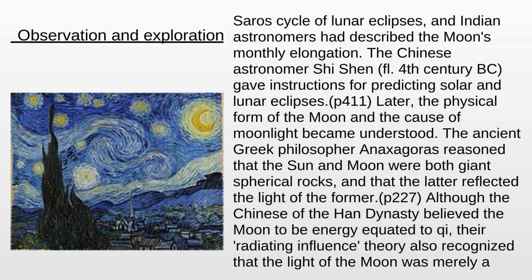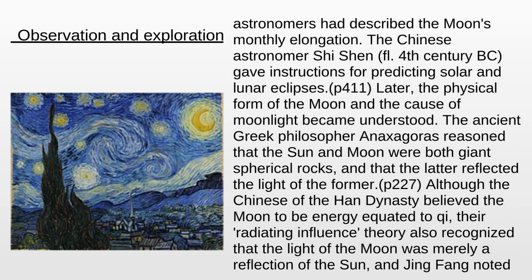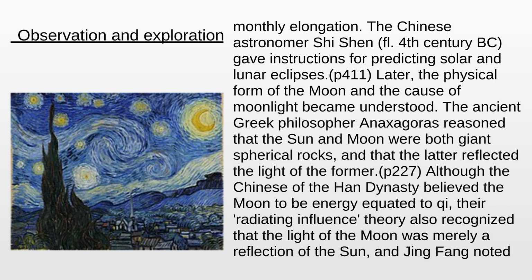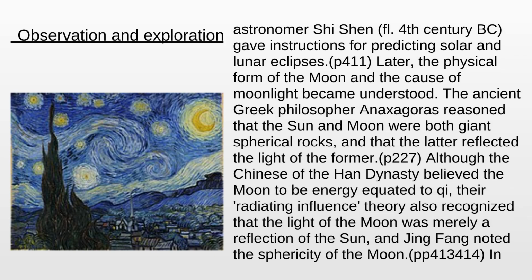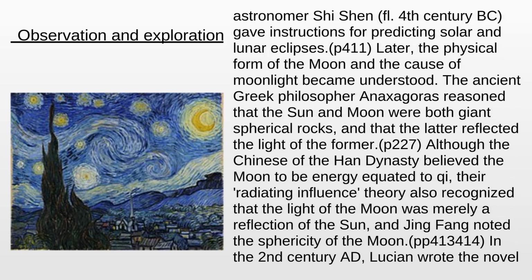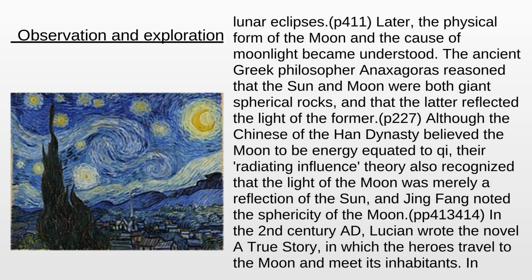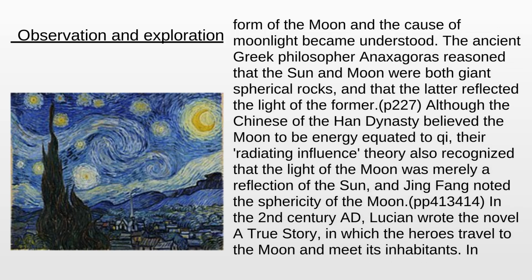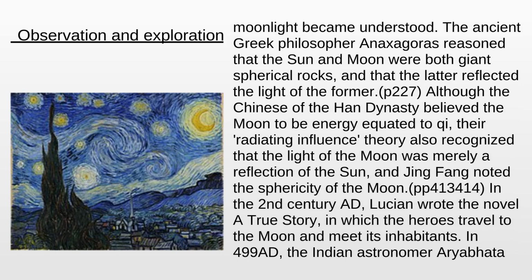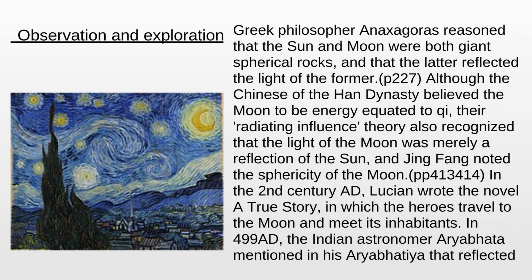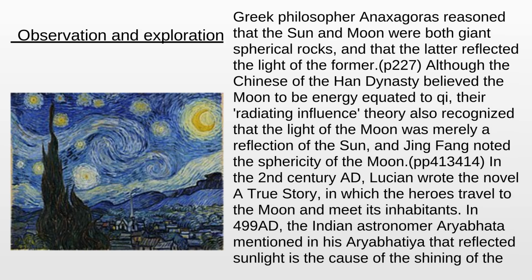The Chinese astronomer Shi Shen, fl. 4th century BC, gave instructions for predicting solar and lunar eclipses. Later, the physical form of the Moon and the cause of moonlight became understood. The ancient Greek philosopher Anaxagoras reasoned that the Sun and Moon were both giant spherical rocks, and that the latter reflected the light of the former.